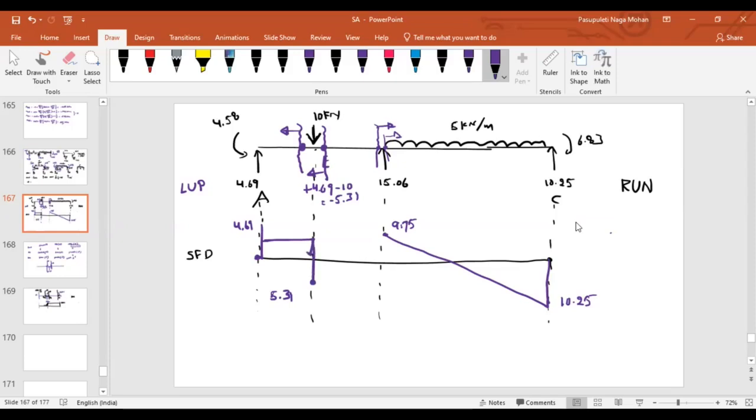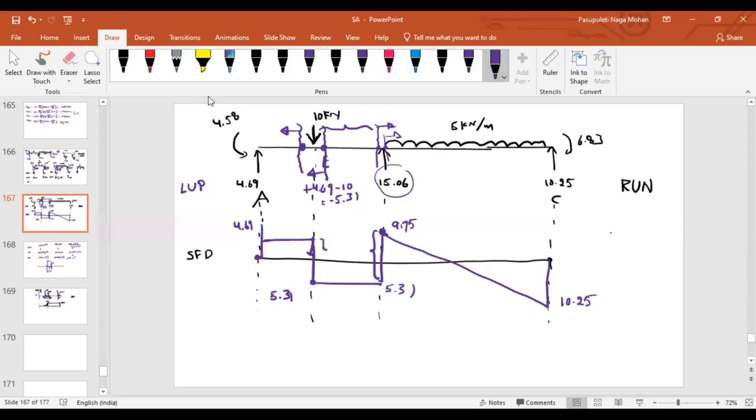Clear? Yes, sir. Now, in between E to B, is there any load? No load, sir. As there is no load, what is the shear force? Constant. And then join these two lines. See the change here? What is the total change in ordinates? 8.06. Are we getting the reaction at that support?